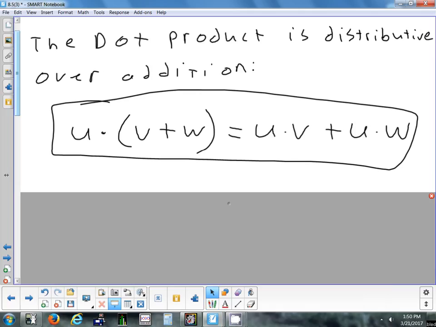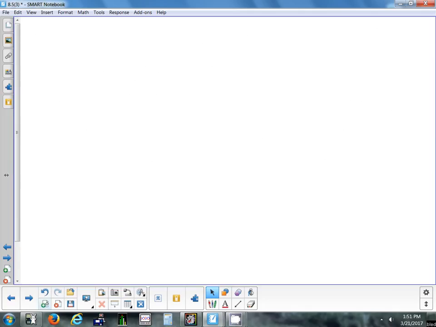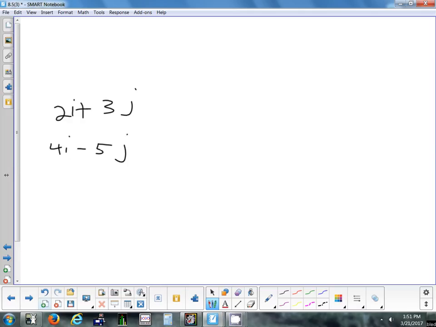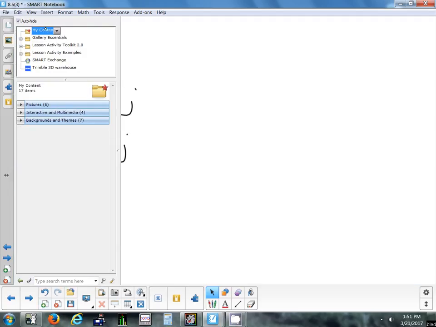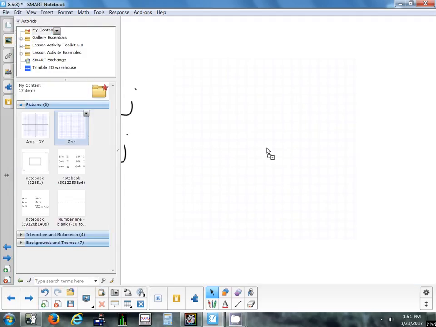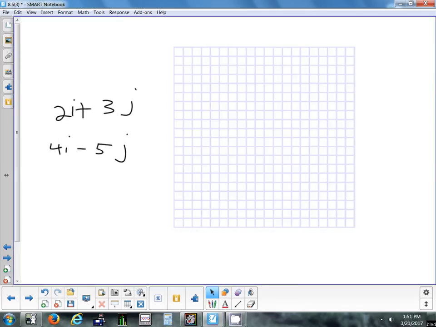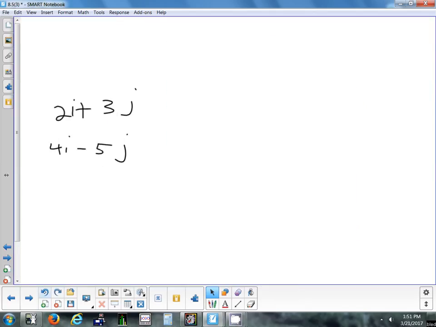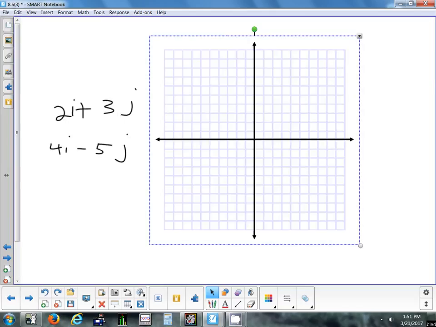Now, let me put in a page for a second because I just want to show you something. Let's take two vectors like 2i plus 3j, and let's take 4i minus 5j. Okay, I'm going to draw those two vectors. And you know what? I should really do this with axes. That'll just make it a little easier.